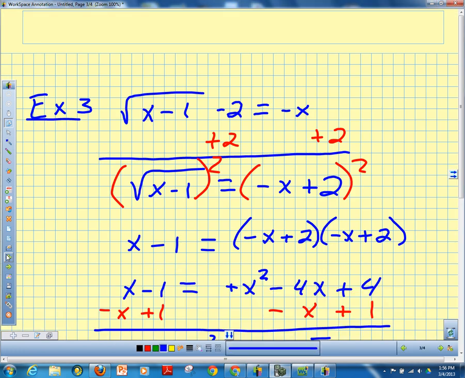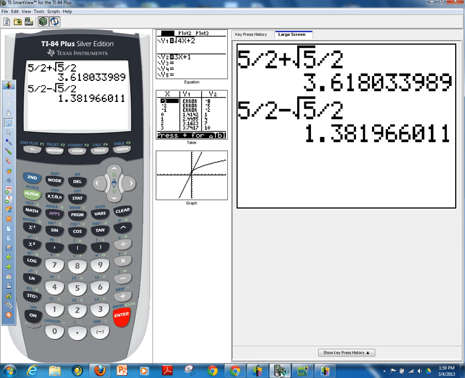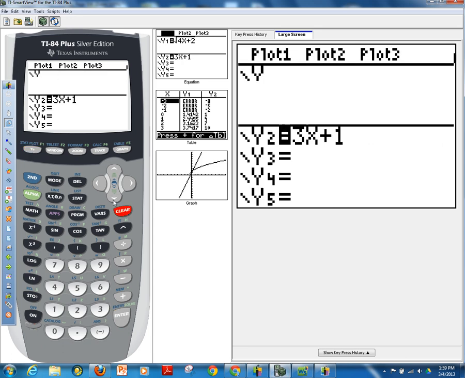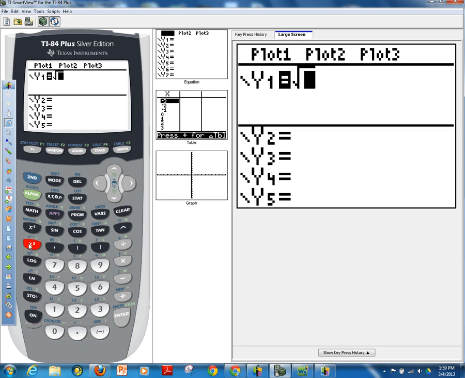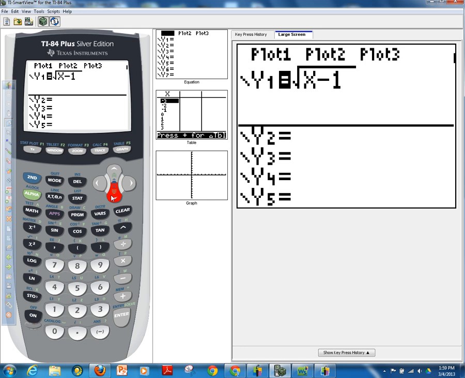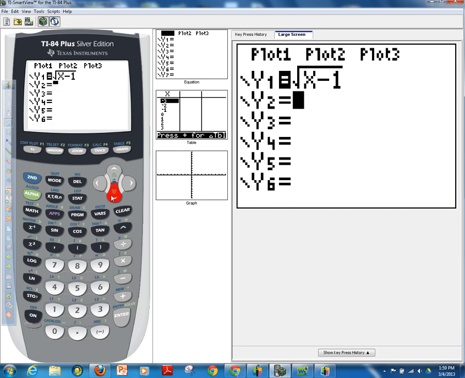So I'm going to put it in where I have just the square root on one side, and all the rest of the stuff on the other side. So I'm going to put square root of x minus 1 on one side, in y1 rather, and then negative x plus 2 into y2. So square root of x minus 1 in there, and then it was negative x plus 2. Because we want to figure out which answer is extraneous.